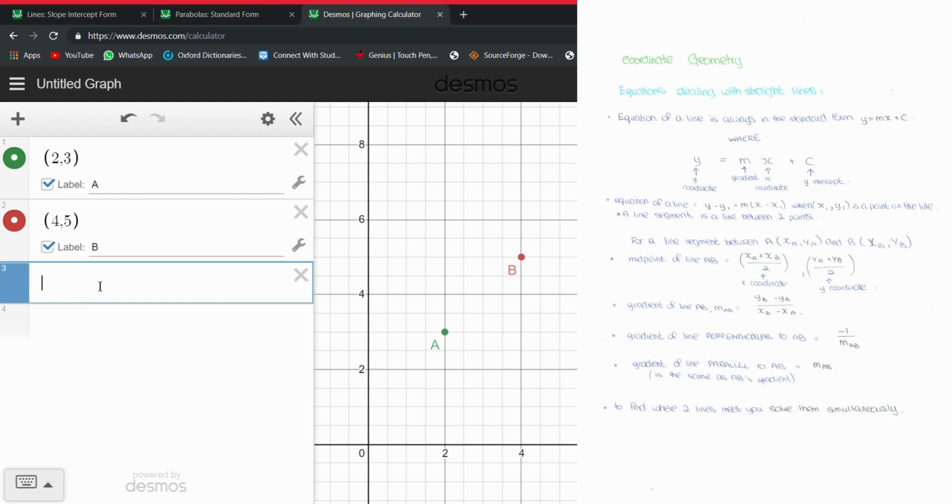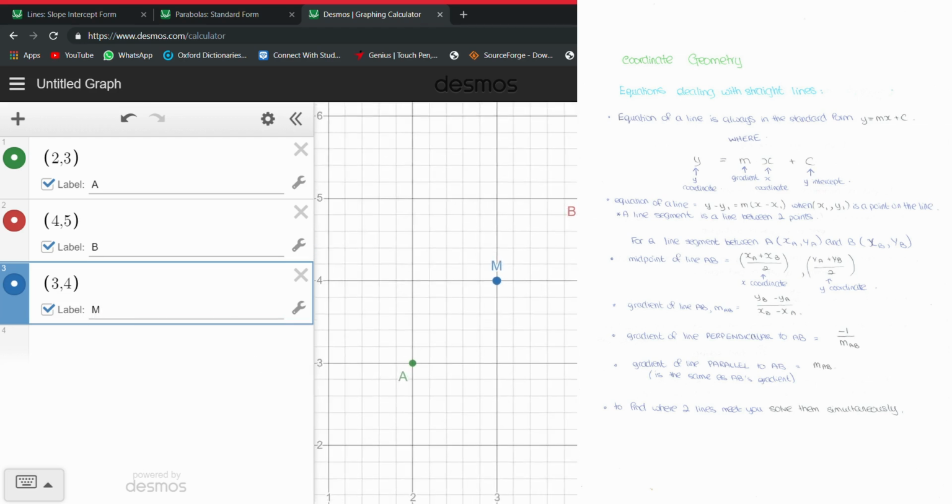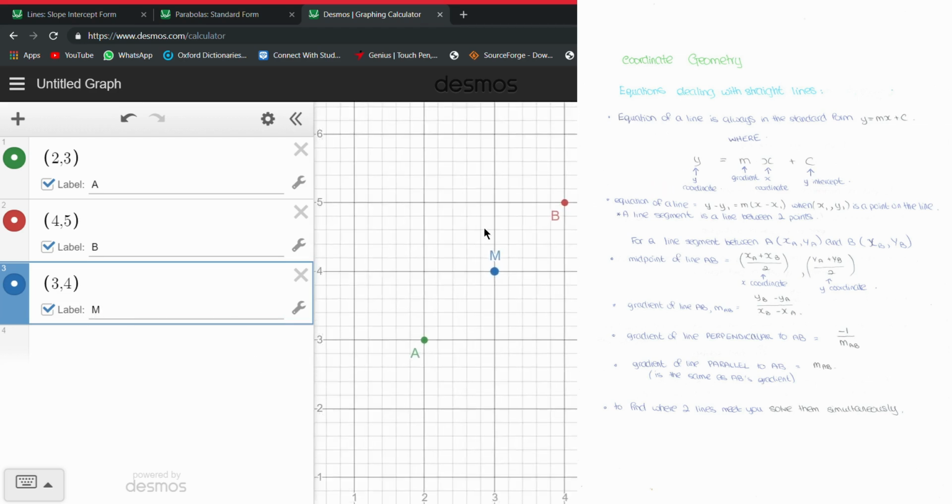So that would mean that the x-coordinate of your midpoint is 6 over 2. Your y-coordinate of your midpoint is 8 over 2. So that would reduce to 3, 4. So if I put 3, 4 here, you notice that it's a point in the middle of these two points. Like right in the middle. And that's how you use the midpoint equation.